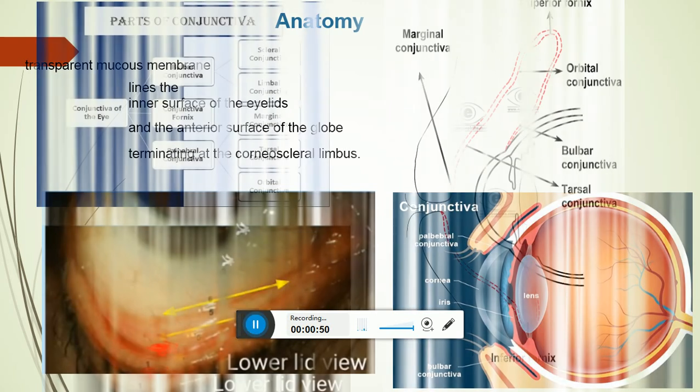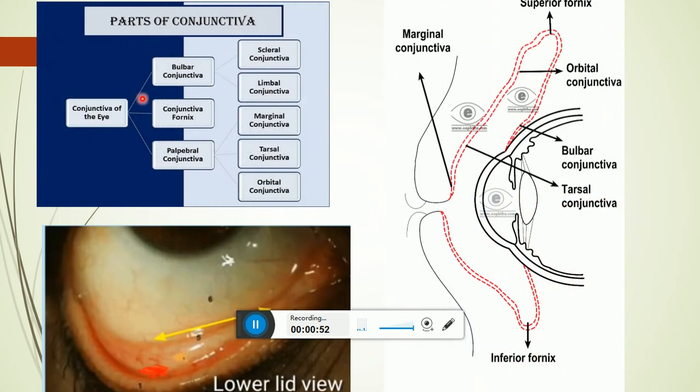Now the parts of conjunctiva. Conjunctiva has bulbar conjunctiva, conjunctival fornix, and palpebral conjunctiva. First of all, the bulbar conjunctiva. It covers the anterior sclera and is continuous with the corneal epithelium at the limbus. It is further divided into scleral conjunctiva, above the sclera, and limbal conjunctiva.